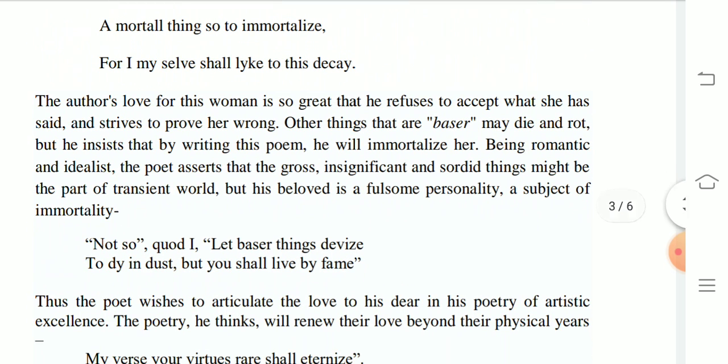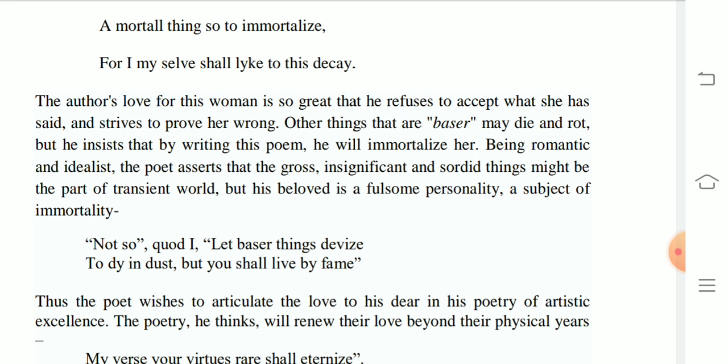The author's love for this woman is so great that he refuses to accept what she has said and strives to prove her wrong. "Other things that are baser may die and rot." Baser means inferior. But he insists that by writing this poem, he will immortalize her.